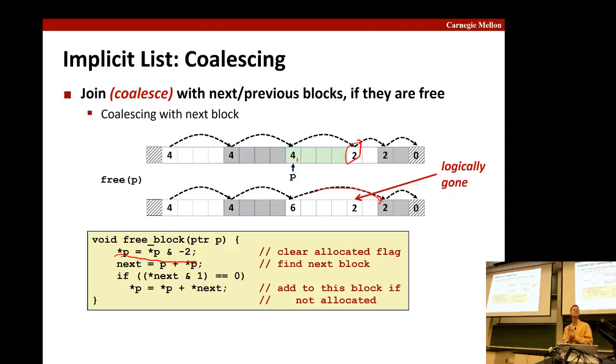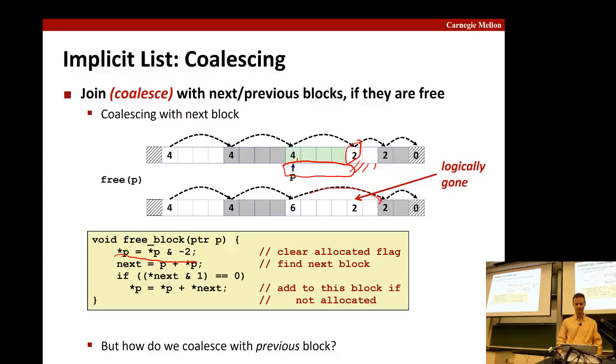Anybody see a problem with this? Yes? Something for the previous block is going to mean you need to traverse the list again because you don't have a pointer to it. Exactly. So this was the case where the thing you were trying to coalesce with was ahead of you. But suppose we had a reverse situation where this was the one that was allocated, and this one was not. And now my forward pointer doesn't help me at all. I want to coalesce backwards.